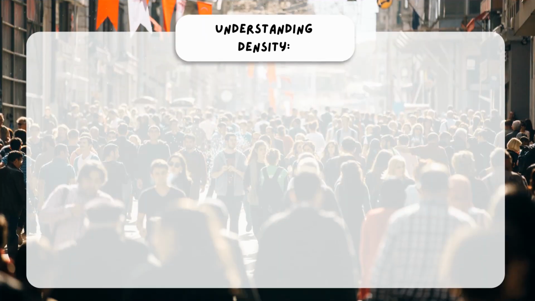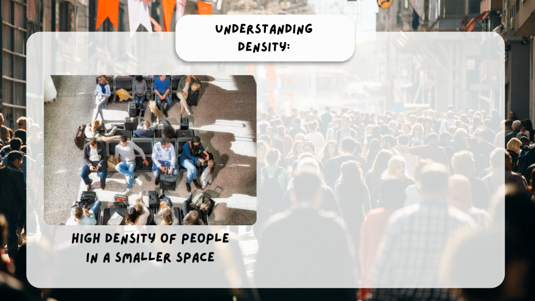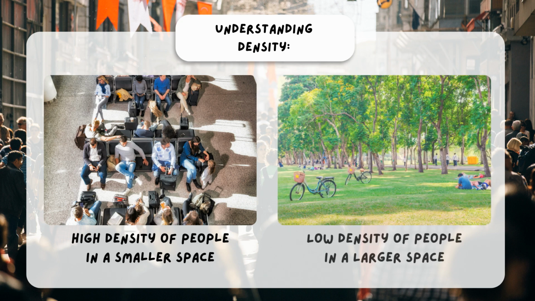Density can be thought of as the crowdedness of a place. It gives us an idea of how tightly packed the particles are within a substance. To visualize this, imagine two scenarios, one where you have 100 people in a small room and another where you have 100 people in a large park. The small room would feel very crowded because the people are tightly packed together, indicating a high density of people. On the other hand, the large park would feel spacious because the people are spread out, indicating a low density of people.